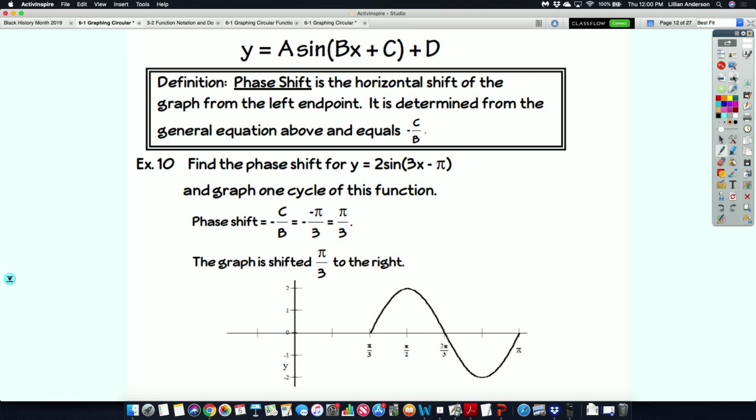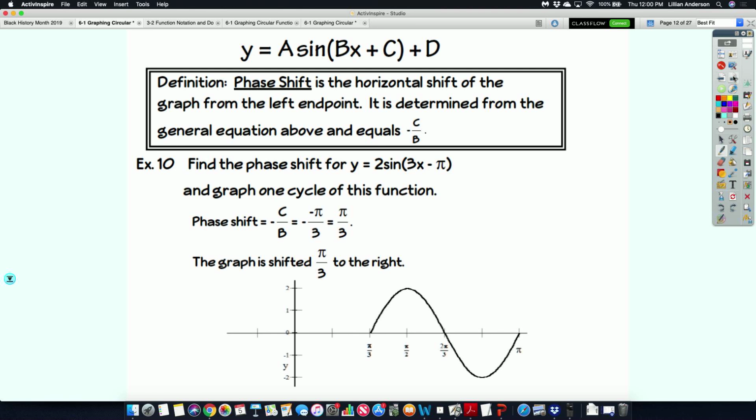So in example 10, where it says find the phase shift for y equals 2 sine 3x minus pi and graph one cycle of the function, you do have a phase shift here. In other words, you do have a move to the left or to the right. So you do negative c. c in this case is negative pi. Everybody see that? You divide it by b. b is 3. A negative and a negative make a positive. So that's pi over 3. So this graph shifts to the right pi over 3 units. It doesn't shift to the right pi units. It shifts to the right pi over 3 units.